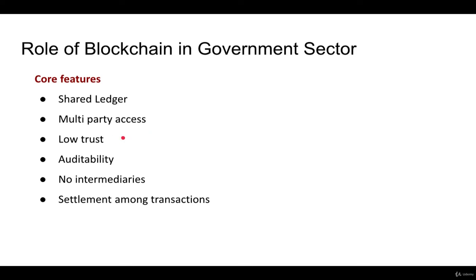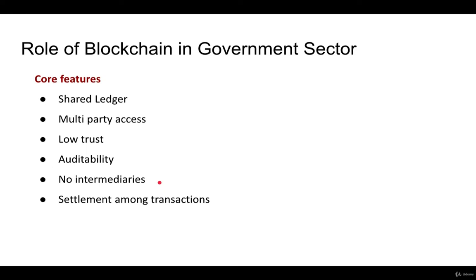Then it is very good in terms of a low trust environment. Very often you may not want other departments to know how the data is stored in your department, so low trust can be maintained with the help of a blockchain. Another advantage is that auditability is possible in the blockchain. That means since the records are immutable, you can always go back and look at any data, and you can also ensure that compliance is always achieved while the government processes are being followed.